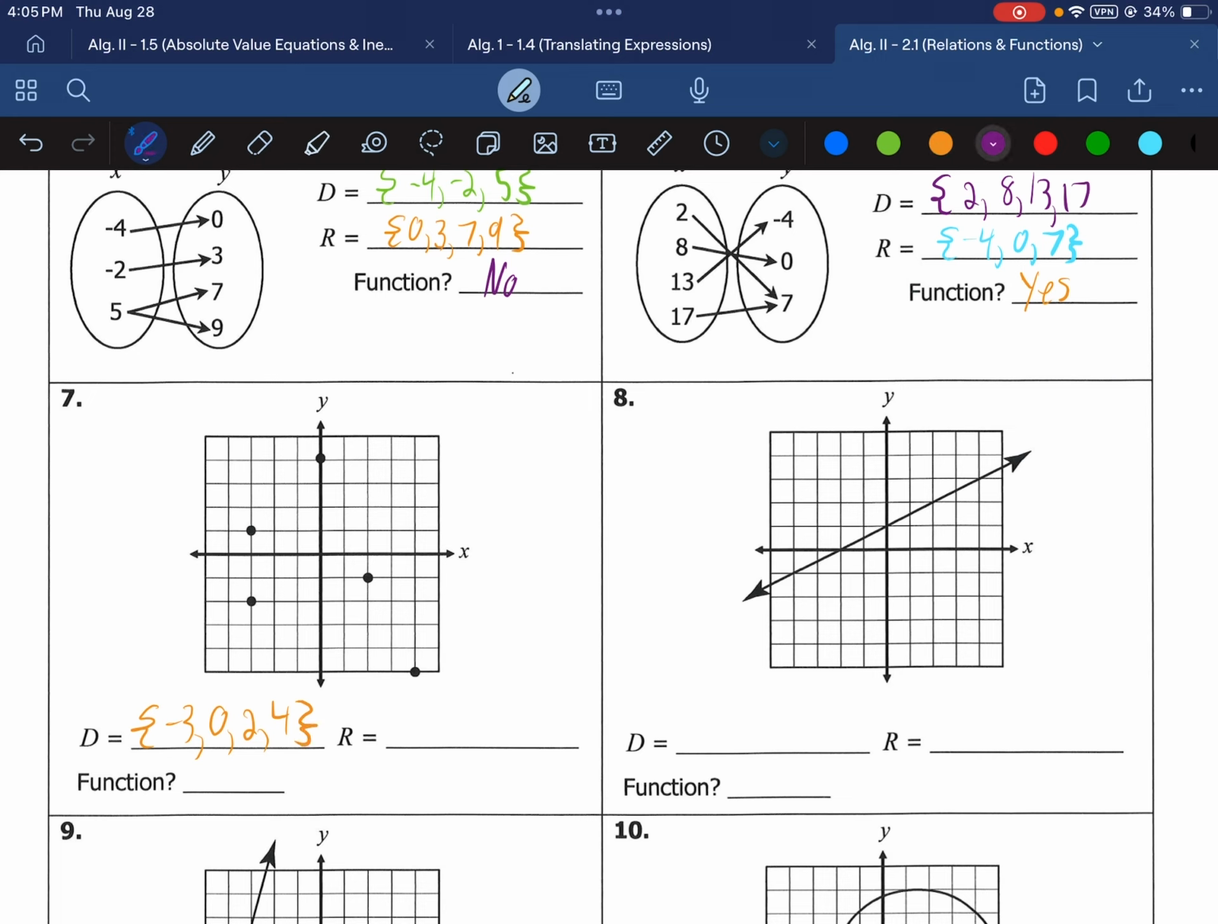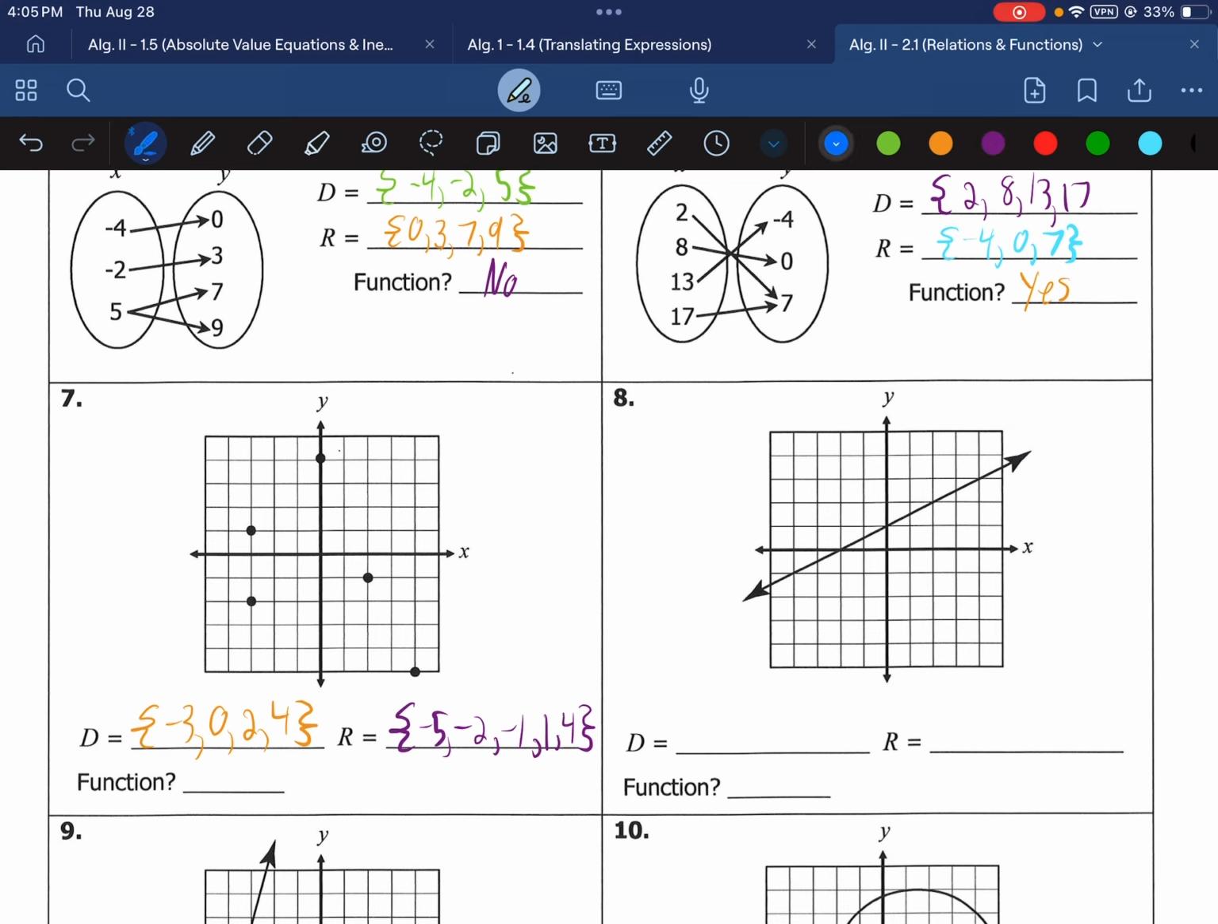The range, we look at the y values, and we go least to greatest, which would be low to high. So the lowest one would be -5. The next one would be over here at -2 for the y values. The next one up here would be -1. Here is +1 for the y value. And last but not least is the 4 for the y value.